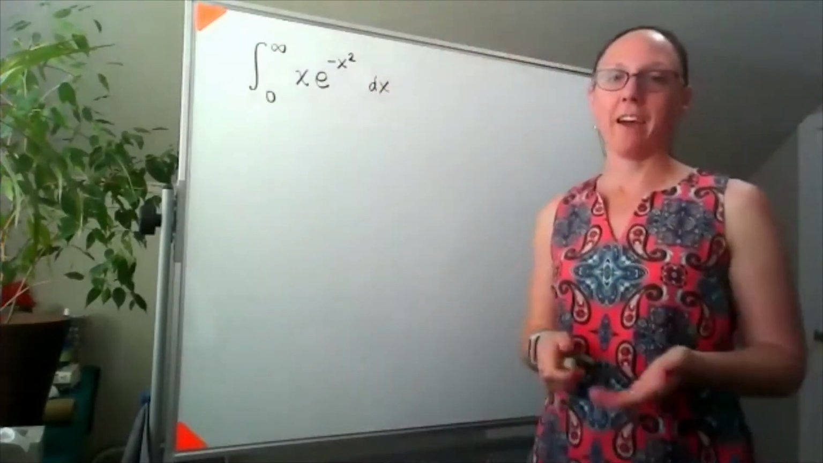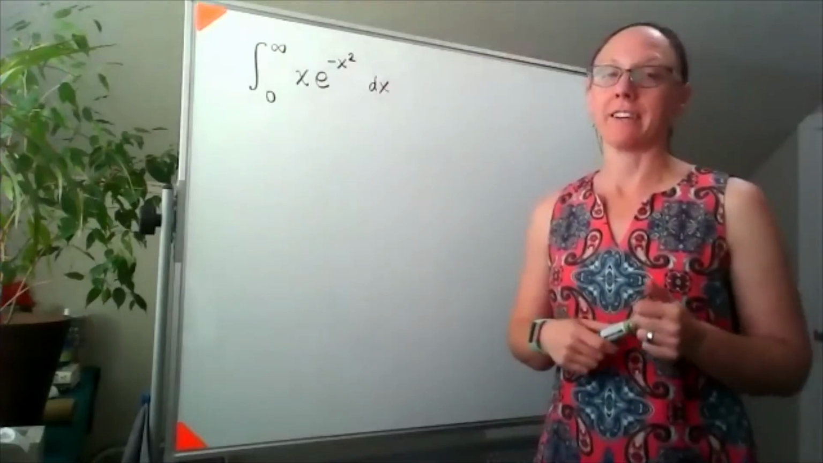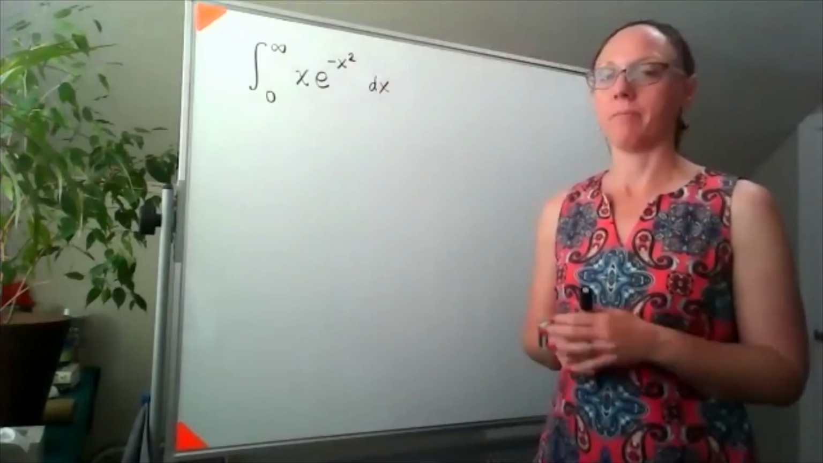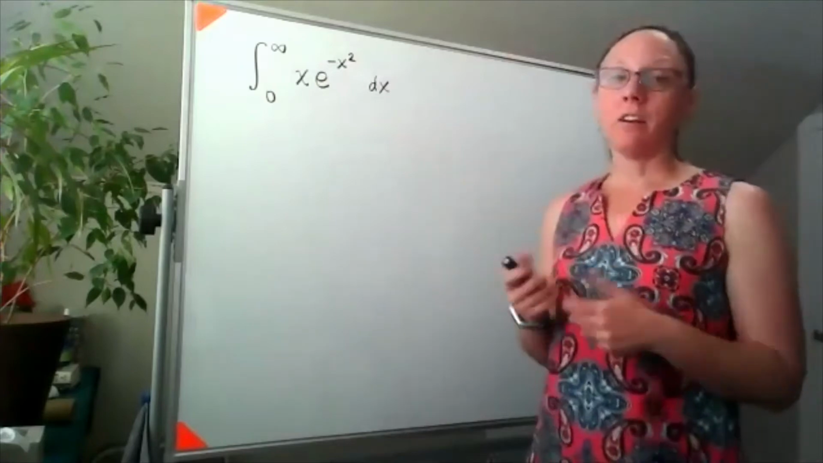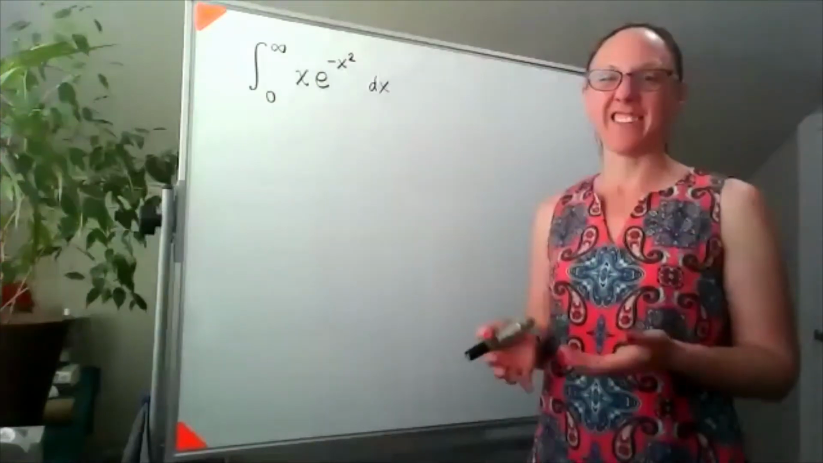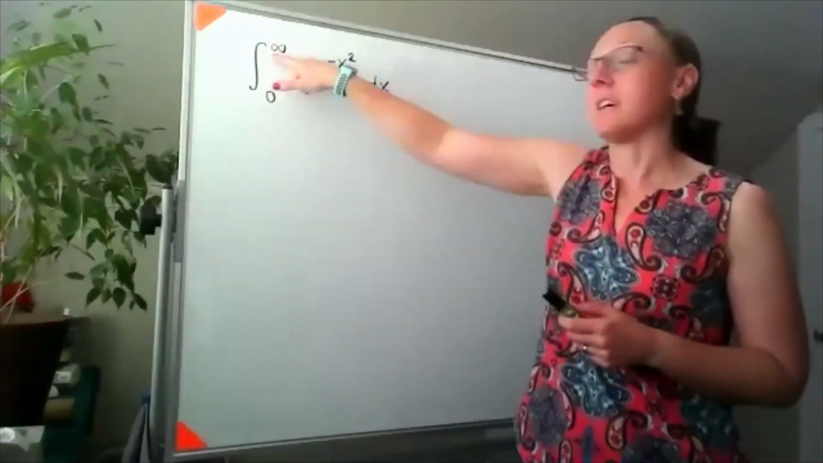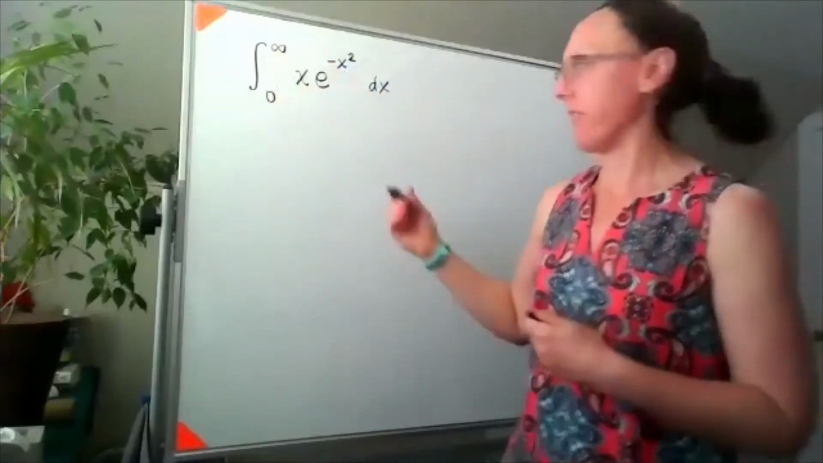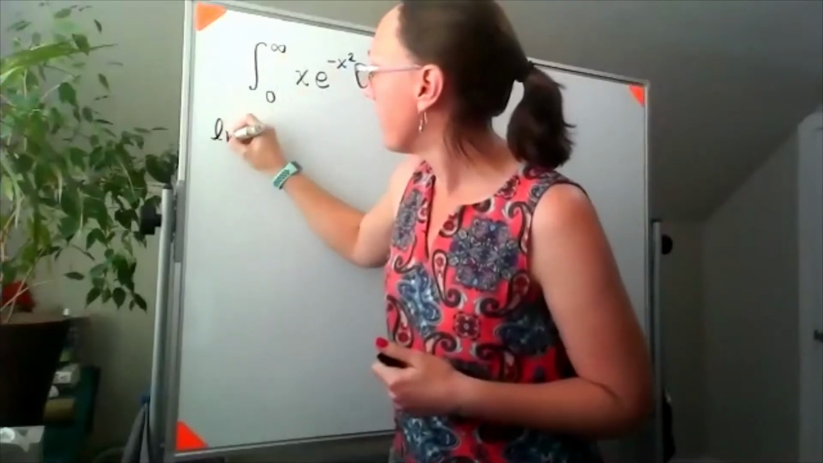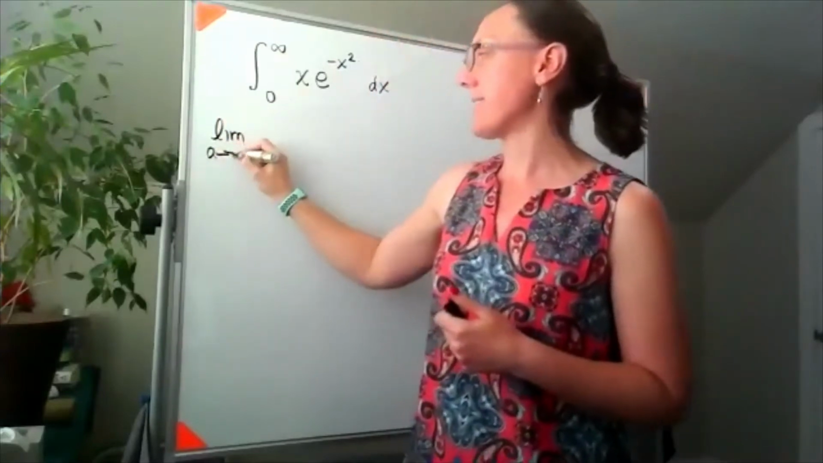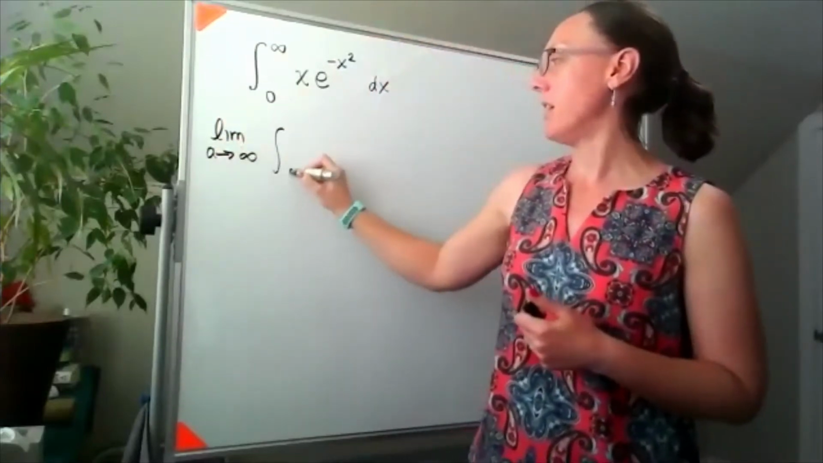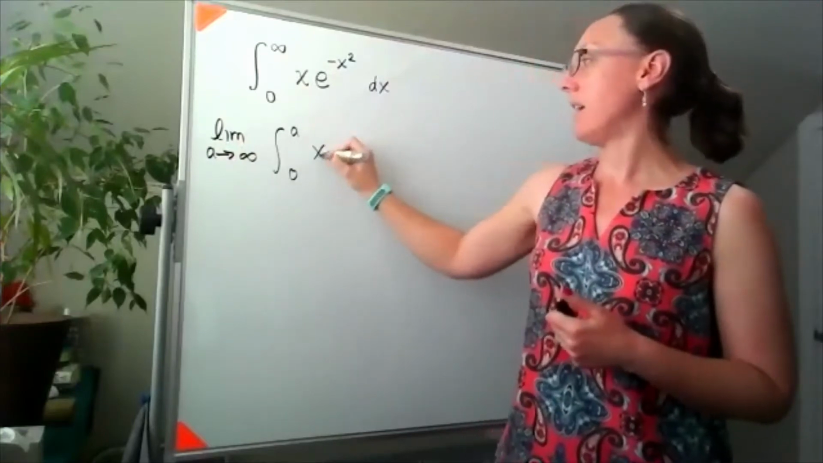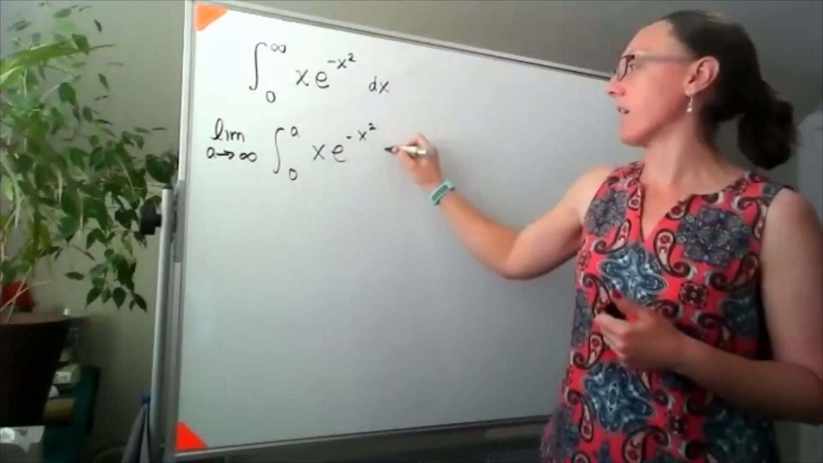I want to take a look at the integral of x e to the negative x squared from 0 to infinity. Here, hopefully it's pretty obvious that this is an improper integral because one of my limits is infinite. So right away, I'm going to take care of that and go ahead and get the limit as a approaches infinity of the integral from 0 to a of x e to the negative x squared dx.